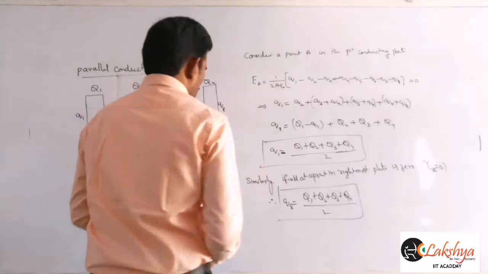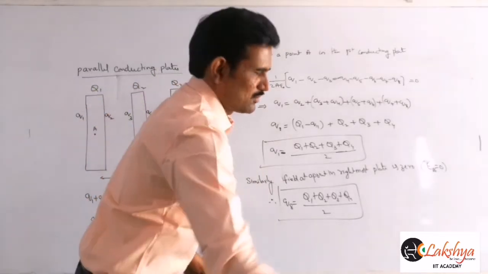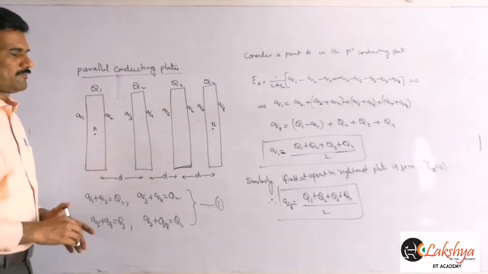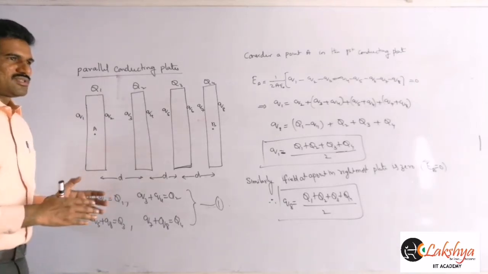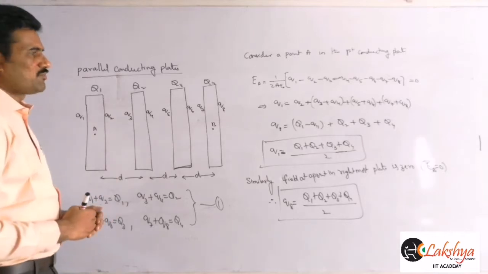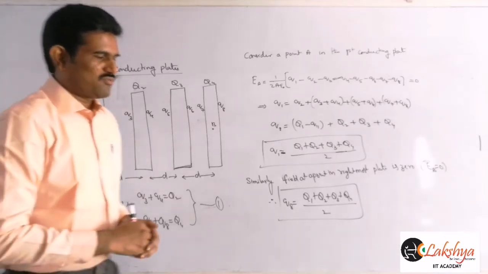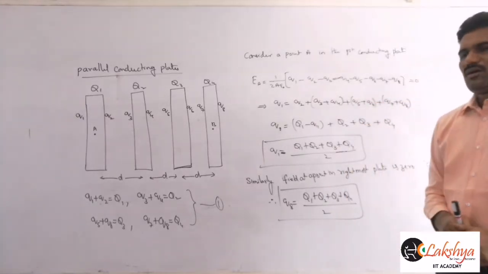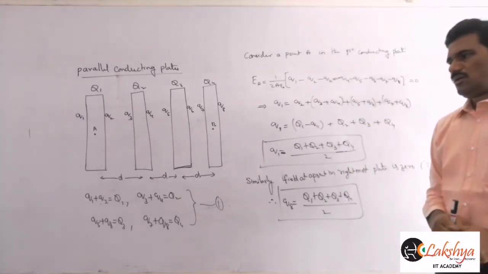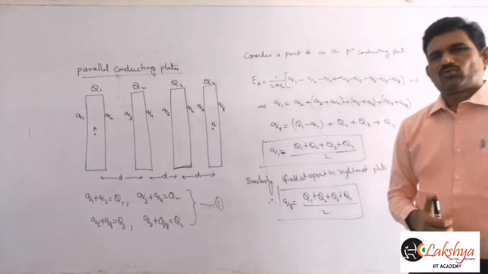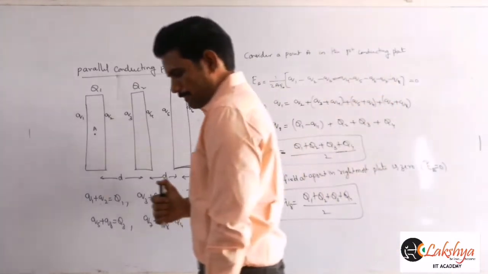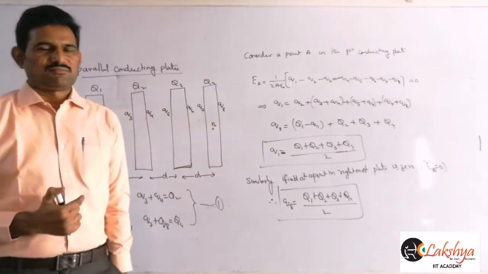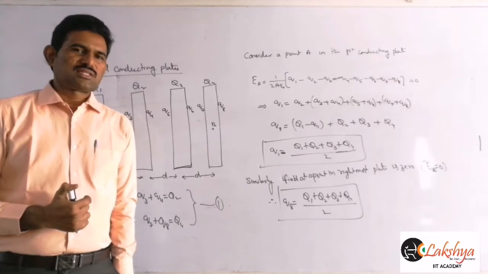So write that conclusion there, and write this entire point in a box. The charges appearing on outermost surfaces are equal, and it is equal to half of the total charge given to the system.